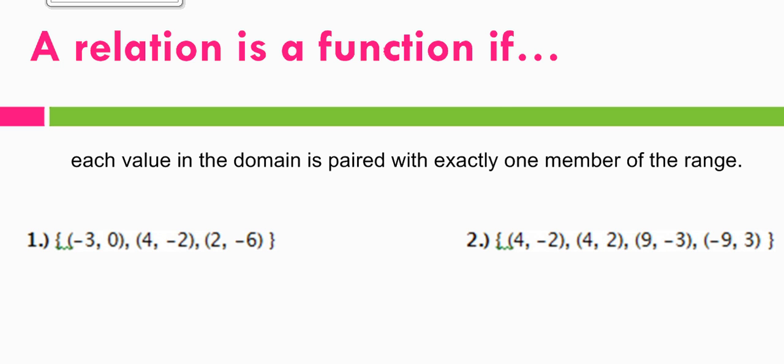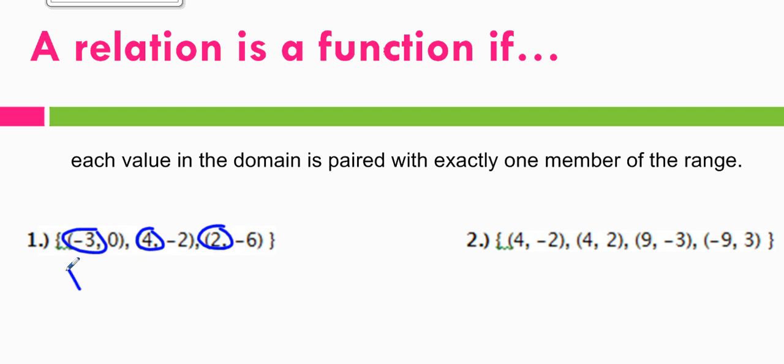The next thing we'll want to talk about with a relation is whether or not we can classify a relation as a function. A relation can be considered a function if each value in the domain is paired with exactly one member of the range. So what this means in terms of our examples, if you look at our first example here, you really just want to look at your domain. So values on our domain include negative 3, positive 4, and positive 2.